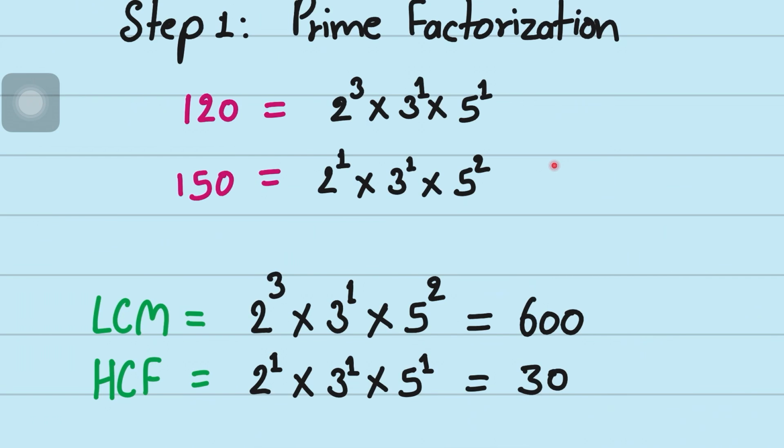So we have 2. One has power 3, the other has power 1. So we take the lowest power for HCF. So we took 2 to the power 1. Now we have 3 in both numbers, so we take the lowest power, which is 1. And we have 5 in both numbers, so we take 5 with the lowest power, which is 1. When we multiply them all together, we get 30. So the LCM of 120 and 150 is 600, but the HCF is 30.